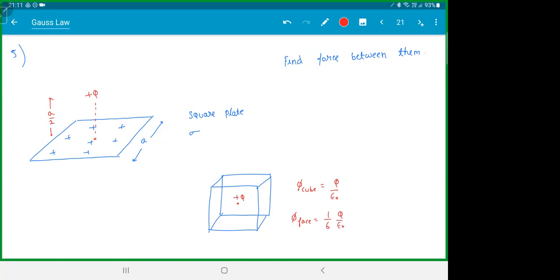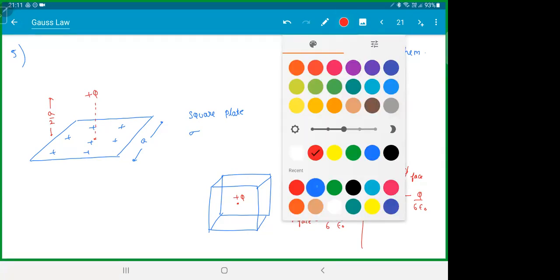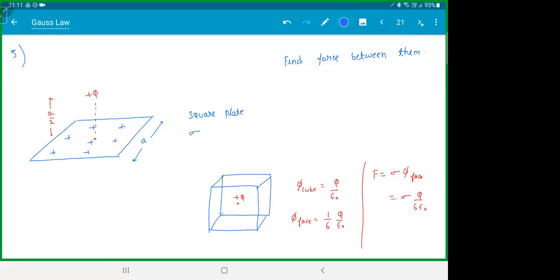Agreed? So what is the force? Sigma into flux through each face. Sigma into Q by 6 epsilon. Easy. Make sense? Complete the cube. Total is Q by epsilon. There are 6 faces. So Q by 6 epsilon. Force is sigma into Q by 6 epsilon. If you try to integrate and do, you will die in this.